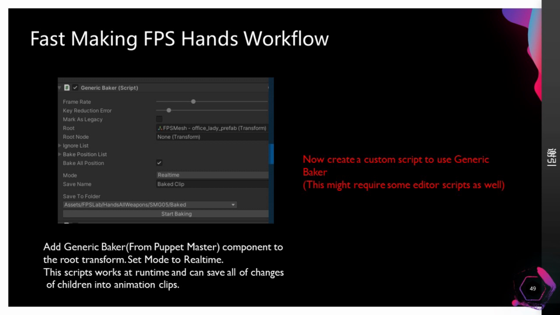Then we need to add the Generic Baker from Puppet Master. We add the Generic Baker component to the character's root transform, and set its mode to real-time because we need to bake the animation at runtime. Like when we play Reload, we'll bake all transformation data of all bones in the entire hierarchy as a new reload animation. Then we play Shoot, we'll bake a new shoot animation.